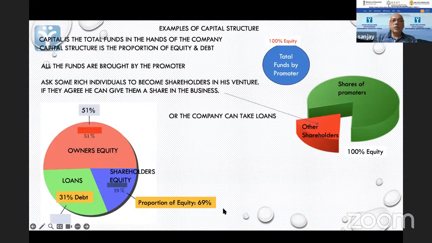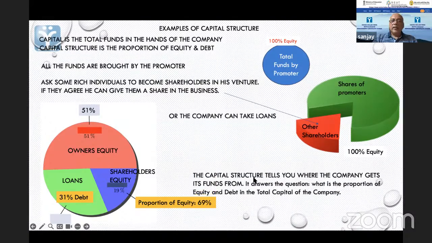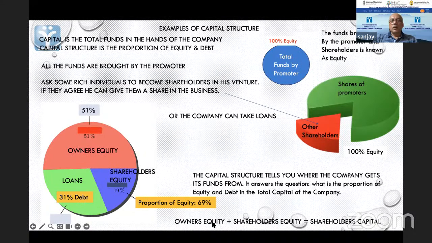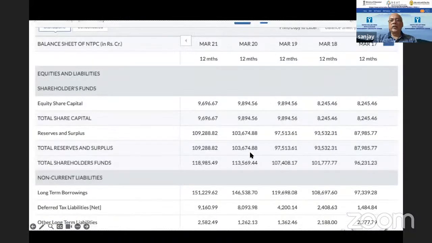So now what is the proportion of equity? It's this 51 plus 19, which is actually not 69, it should be 70%. This is the proportion of equity now. And the rest, the 30%, is in the hands of the promoters. So that's that part. Now, owner's equity plus shareholders' equity, in this case, is also known as shareholders' capital. So this is one basic point that we're making.